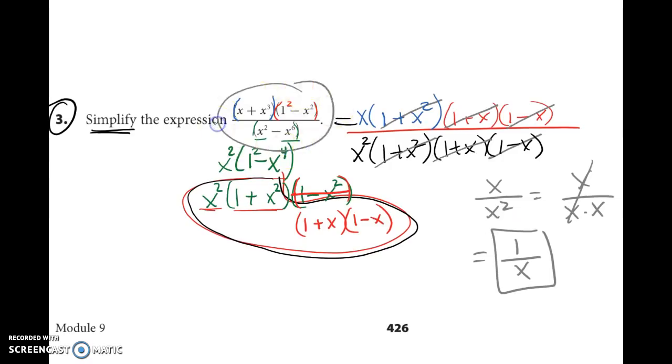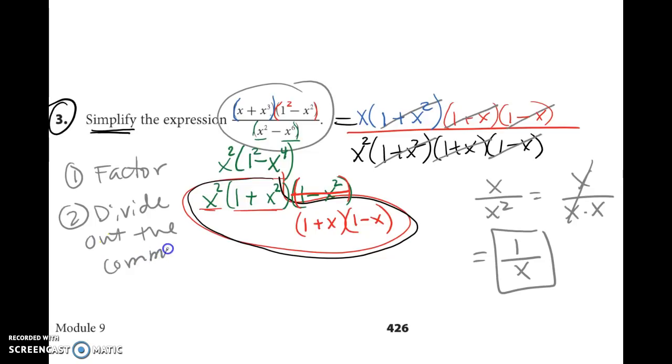So this expression here, after 1 factoring and 2 dividing out the common factors, this is what I get.